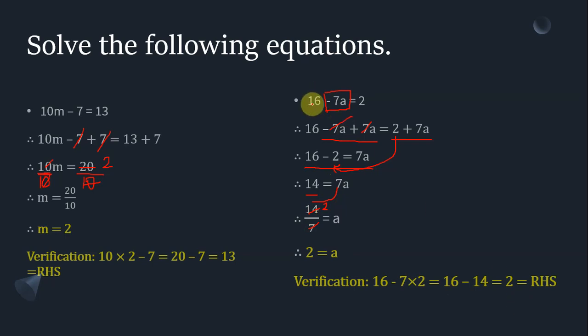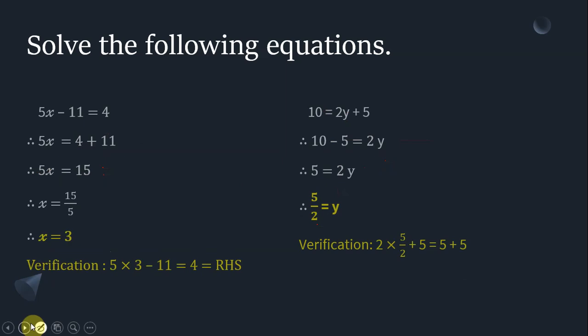Again let us cross check it. 16 minus 7A. A is 2. 7 twos are 14. 16 minus 14, I got 2. So it's correct.